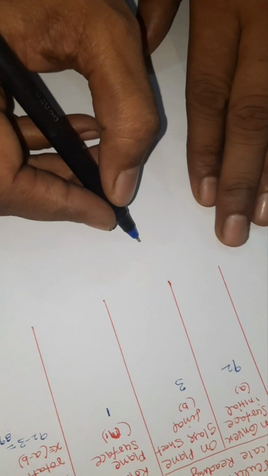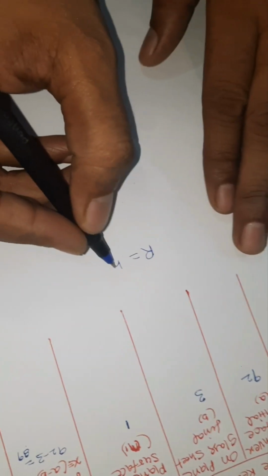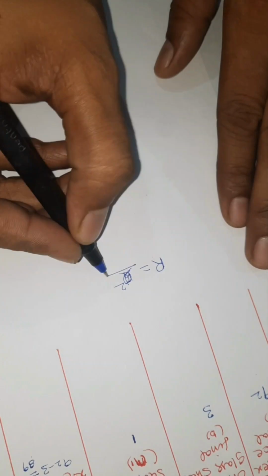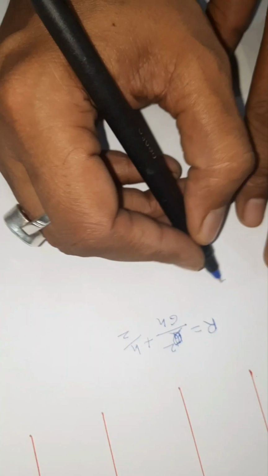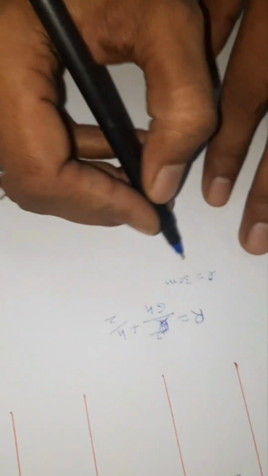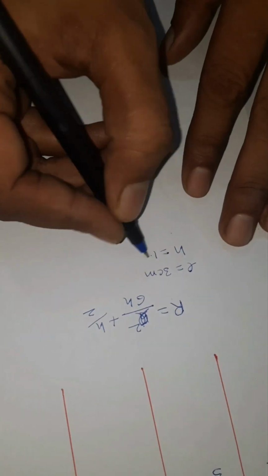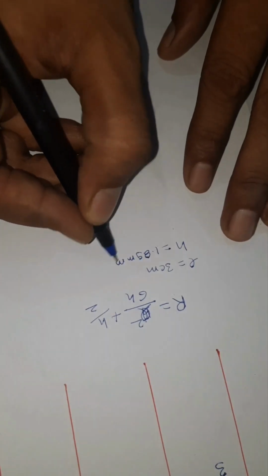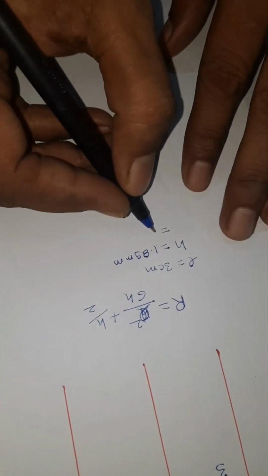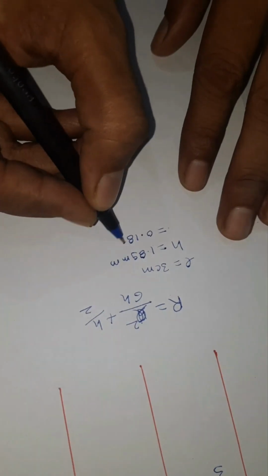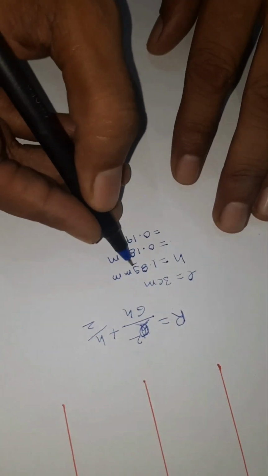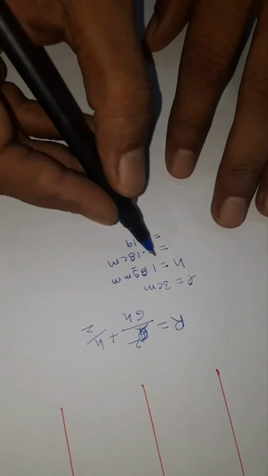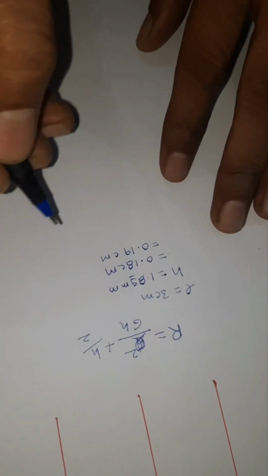Now we can calculate the value of R. I am having a simple formula for the calculation of R. R is equal to L square upon 6h plus h upon 2. We had already calculated L as 3 cm. H we had calculated from the table as 1.89 mm. Convert it into centimeter, so divide it by 10. So 0.189 centimeter, which you can approximate as 0.19 centimeter.